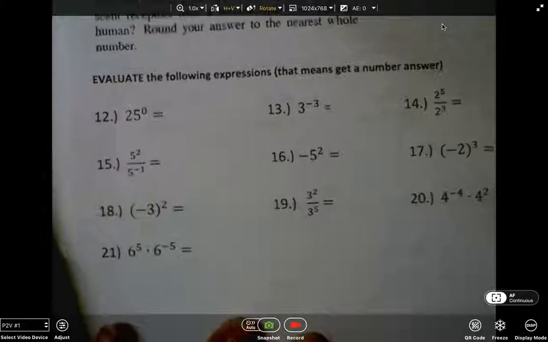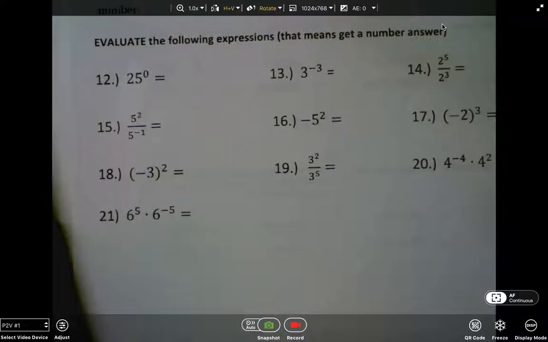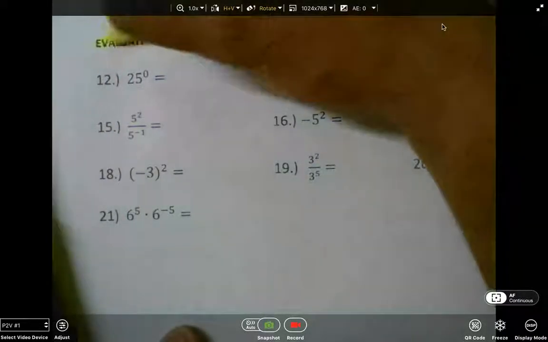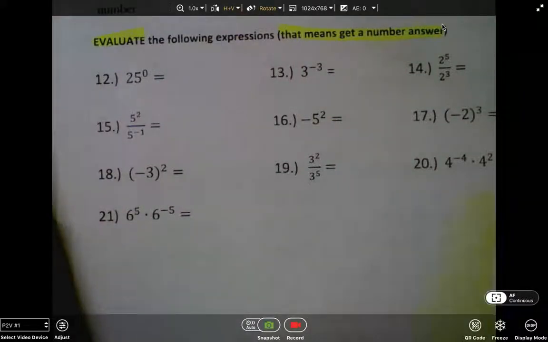All right, to review exponent rules, we're going to look at the quiz questions. The first part of the quiz you had to evaluate, which means you get a number answer. To finish that all the way, that means you have to get no exponents. It should be simplified just to a regular integer or rational fraction.